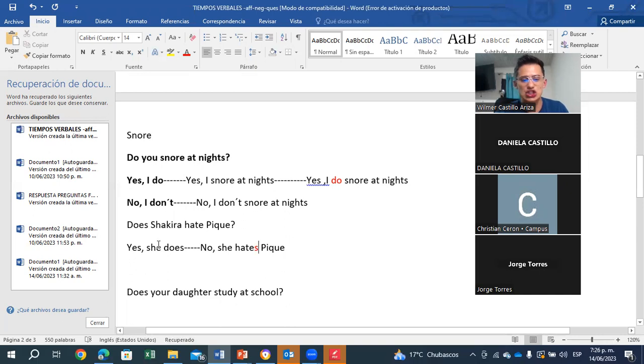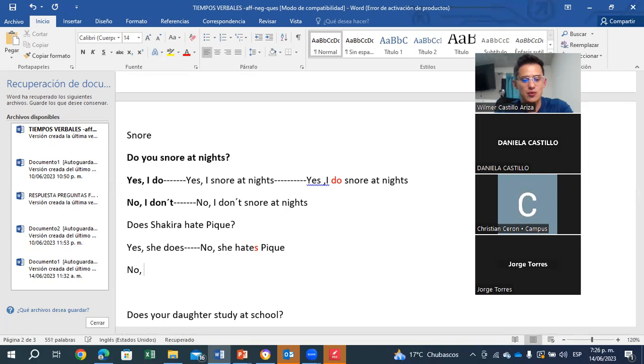Aquí la forma corta es yes, she does. So that's the short answer. So the negative, no, she doesn't. The short answer. Or no, she doesn't hate Piqué.